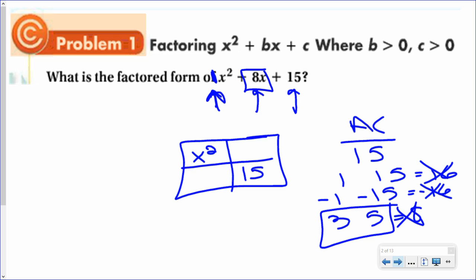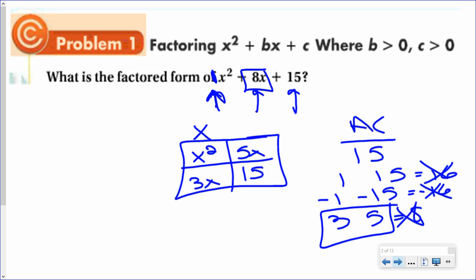All right, so we're going to use the numbers 3 and 5 to fill in the rest of the box here. 3x goes here, 5x goes here. From the top down, you'd say to yourself, what can you factor out of 1x squared and 3x? Between 3 and 1, you can only divide by 1. And between x squared and x, you could factor out an x.